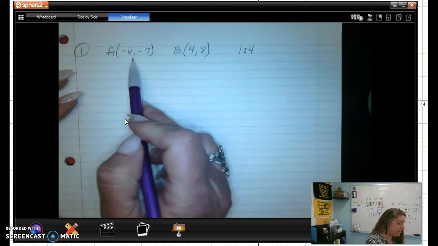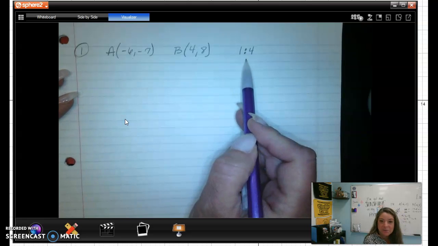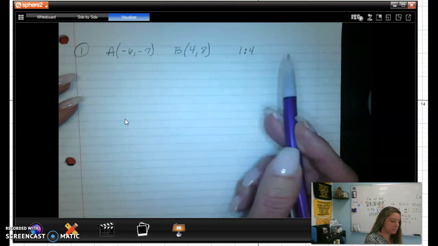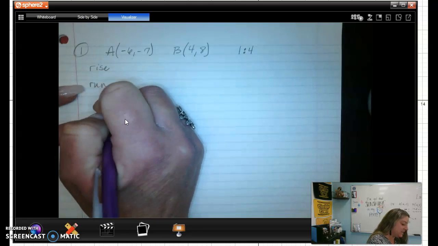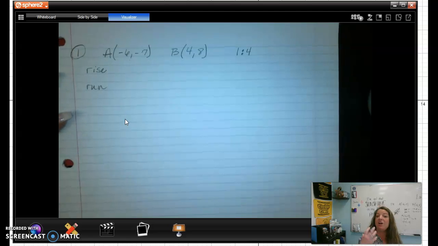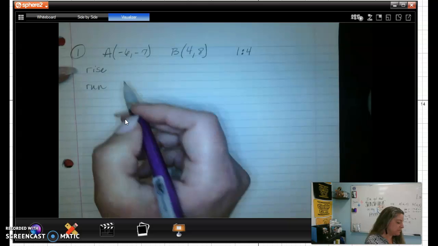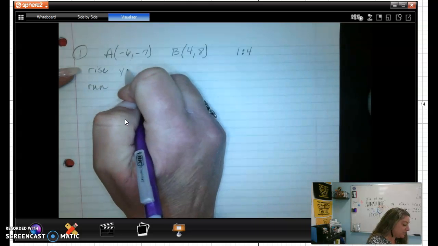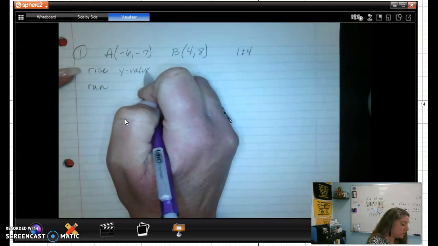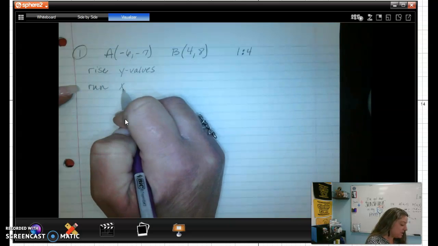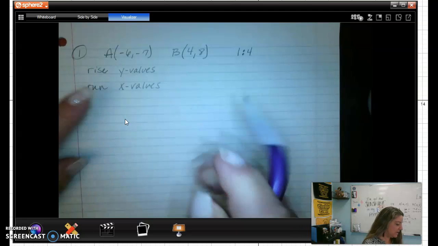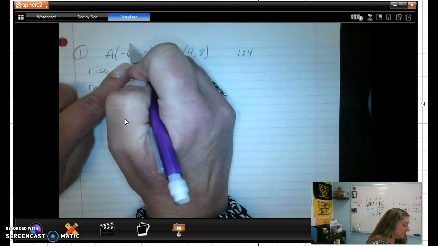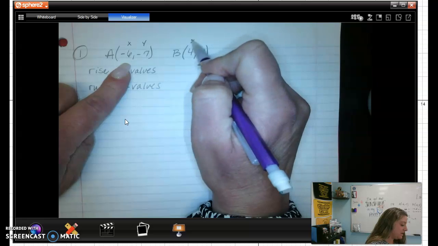We have our 2 points, A, B, and then it tells us we want our ratio to be 1 to 4. So what we're going to do is start by calculating our rise and run, okay? Now, I like to label my paper so that I know what is what, but remember that the rise is going to be the Y values or the Y numbers. Your run is going to be your X values or the X numbers, okay? And remember, in your points, it always goes X first, then Y, okay?